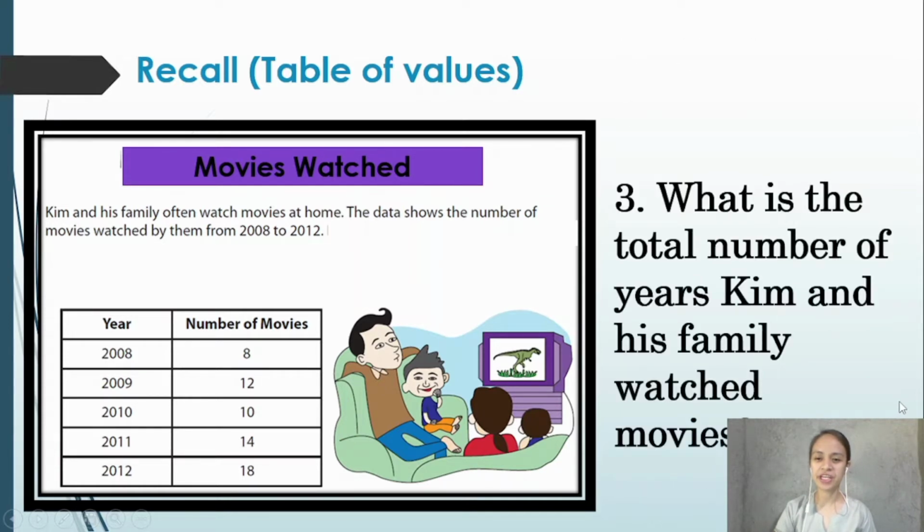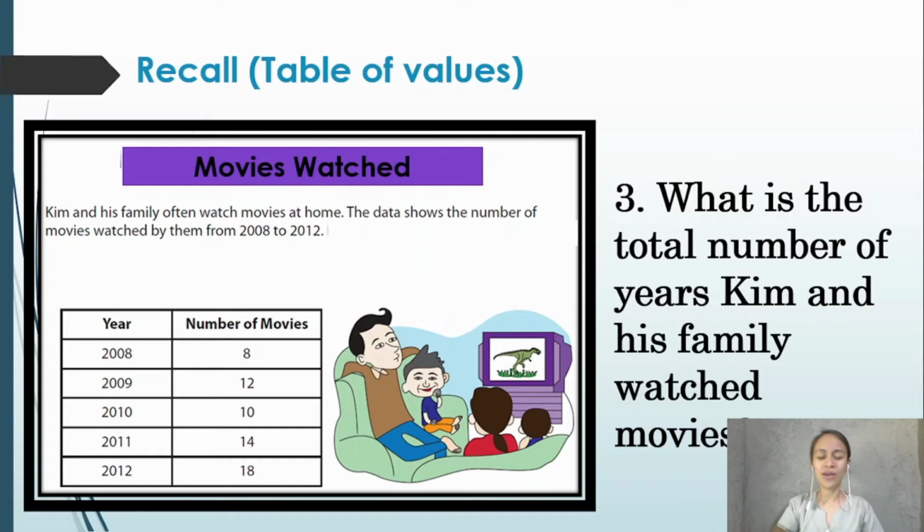Number 3. What is the total number of years Kim and his family watch movies? The question here is total number of years. Earlier it was total number of movies, so we looked at the number of movies. When it is total number of years, what we look at is the number of years. So, how many is the total number of years? Do we add because it is total?